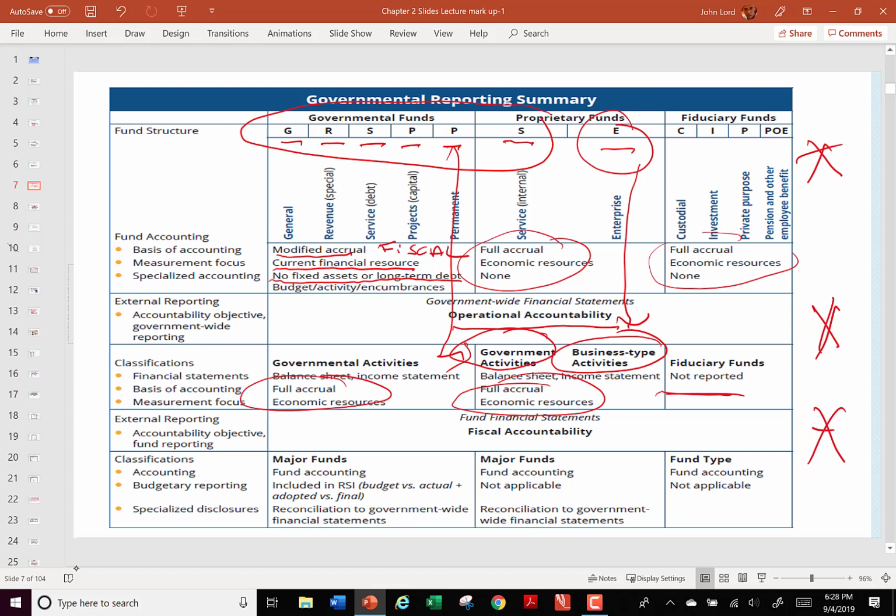Modified accrual, if I spend money on a long-term fixed asset, guys, there are no side discussions. You pay attention to your colleague's question.